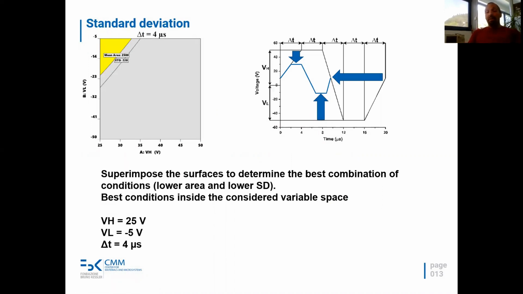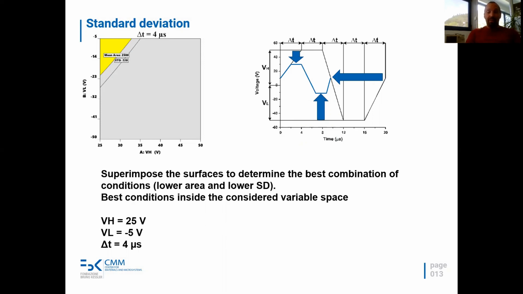To obtain an optimization on both parameters, we can choose different approaches. One of the most common approaches is to superimpose the two surfaces that we found, imposing some conditions. The best condition that we could find inside our variable space is with the high voltage at 25 volt, the low voltage at minus 5 volt, and the time interval at 4 microseconds.